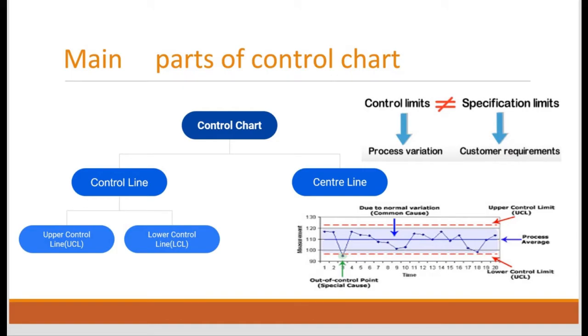Main parts of control chart. Center line, the line representing actual process average. Control line, CL, the horizontal line above and below center line to judge whether a process is in control. Upper control limit, UCL, this indicates the upper limit of tolerance. Lower control limit, LCL, this indicates the lower limit of tolerance. Now control limits are for process variation and specification limits are for customer requirements. And on the right side you can see a graph showing the quality scales.